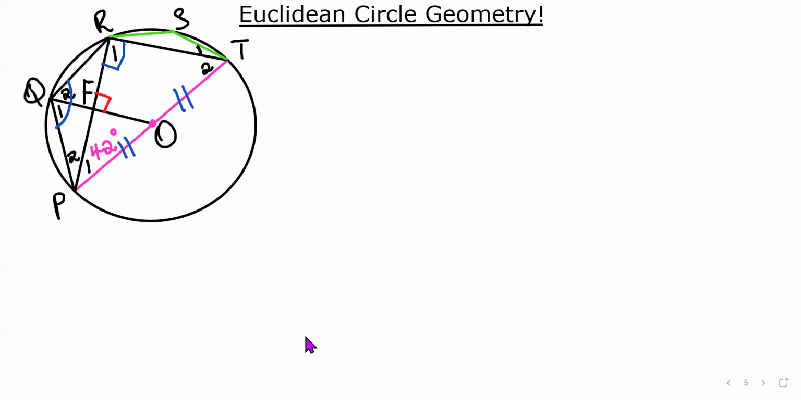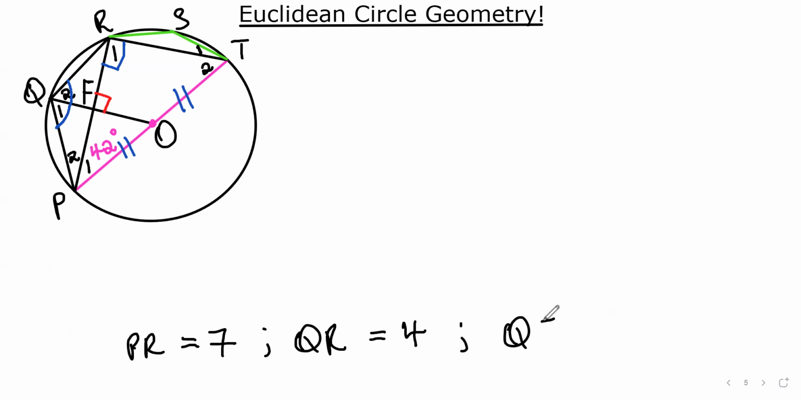Well, the question says, they give us a few things. They say, if it is given that the length of PR is 7 centimeters, the length of QR is 4 centimeters, please tell us what is the length of QF? And this is just for 3 marks, all right?